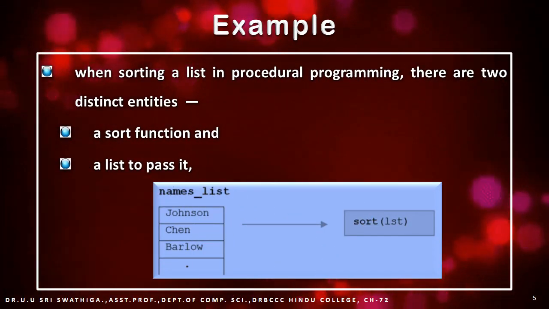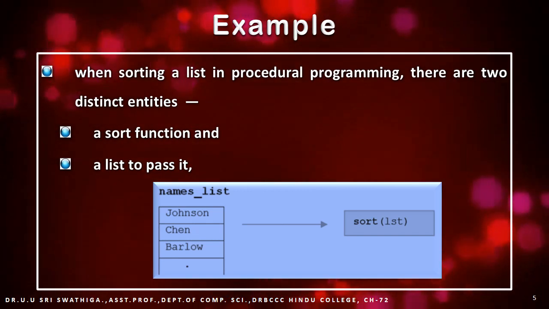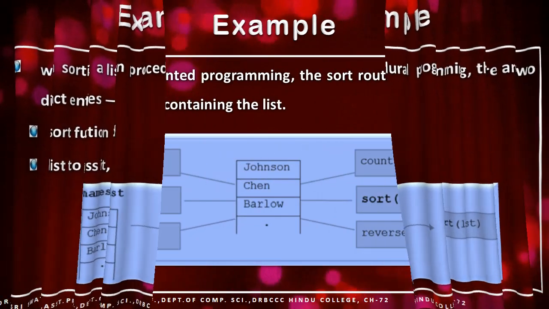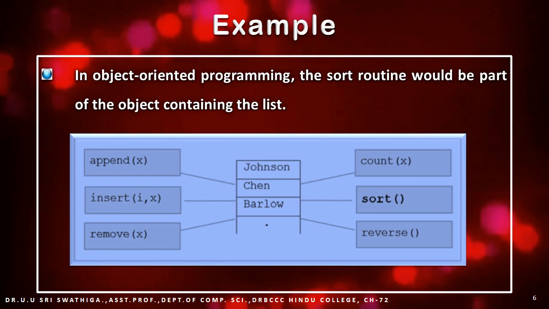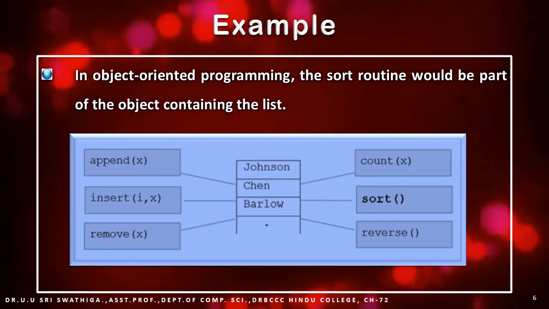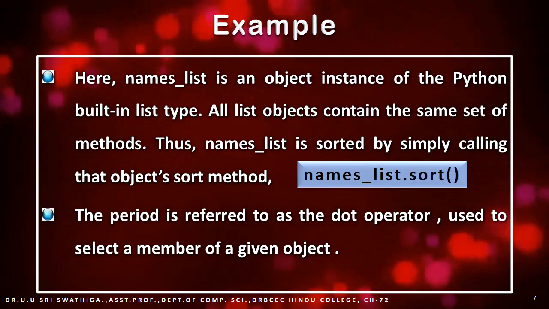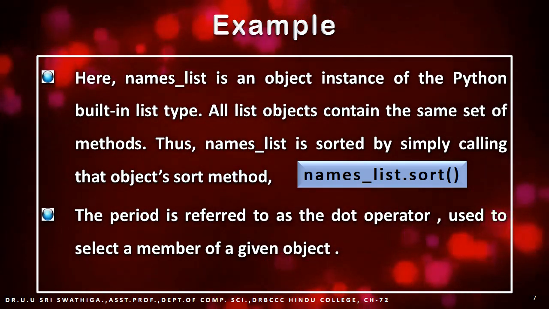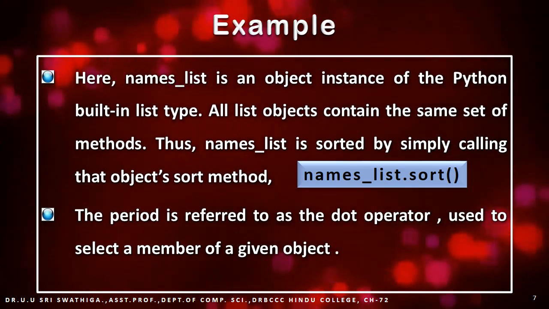For example, when sorting a list in procedural programming, there are two distinct entities, a sort function and a list to pass it, as depicted in the figure. In object-oriented programming, the sort routine would be part of the object containing the list, depicted in the figure. Here, nameslist is an object instance of the Python built-in list type. All list objects contain the same set of methods. Thus, nameslist is sorted by simply calling that object's sort method.